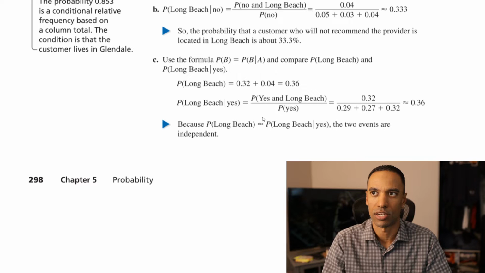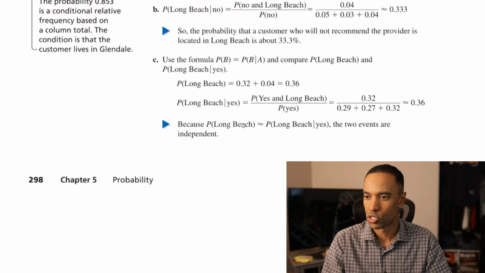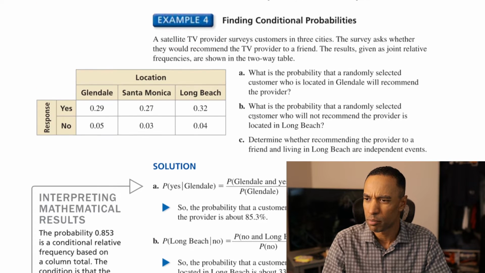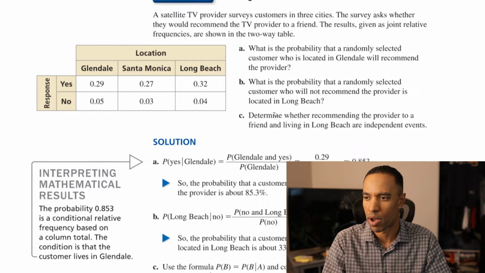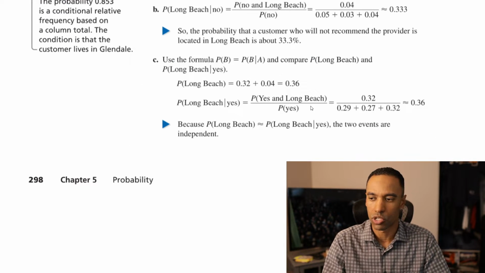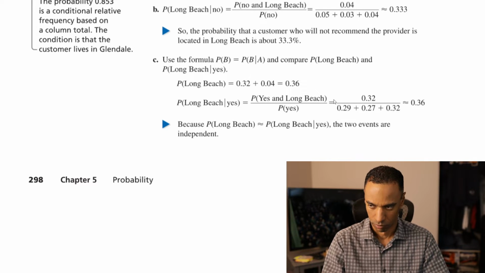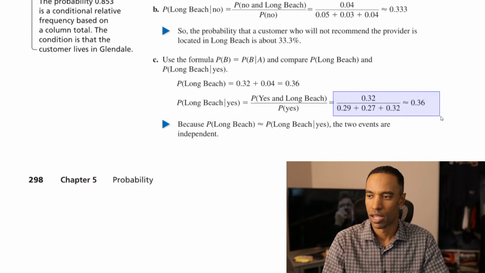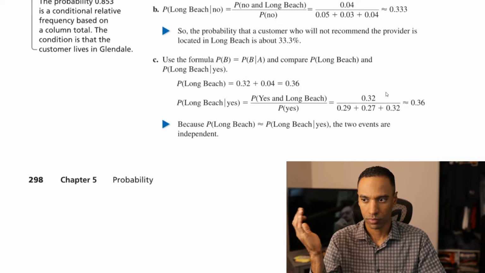So I think the intention is that they want those to look the same. So yes, because the probability of living in Long Beach, probability of Long Beach responders, yes, living in Long Beach, the probability of living in Long Beach is about equal to the probability of living in Long Beach given that you are a yes voter, then they're independent events.